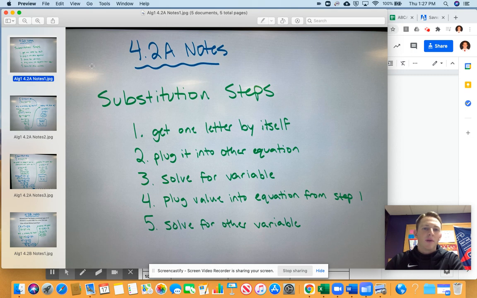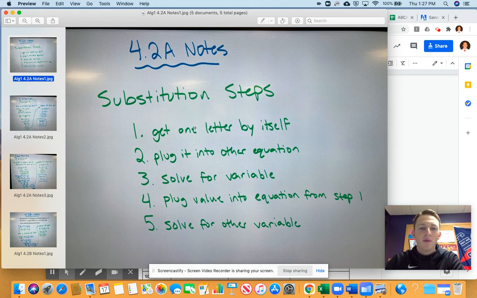Going on in Algebra 1, we are going to start 4.2 today. So last time in 4.1, we graphed our systems of equations to find the intersection where those two lines crossed. That point was the solution. Now we're going to use substitution.